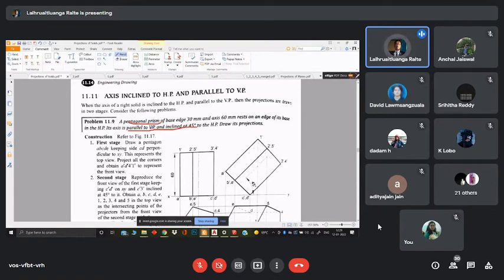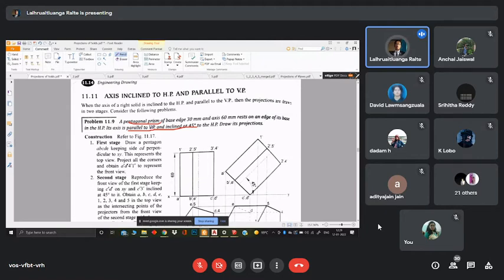When it is parallel to one plane, then on that plane the projection is always going to tell the true shape. True shape in the sense it's going to talk about the true length of that particular solid, and let's say in terms of its axis, it's always true.